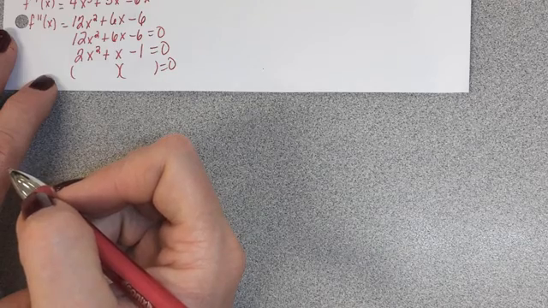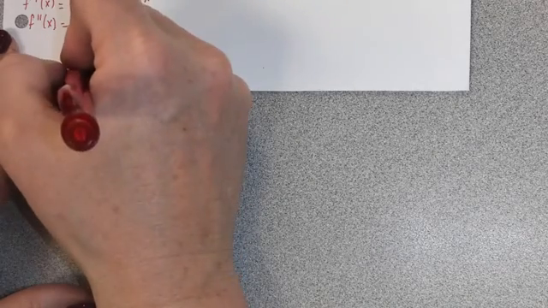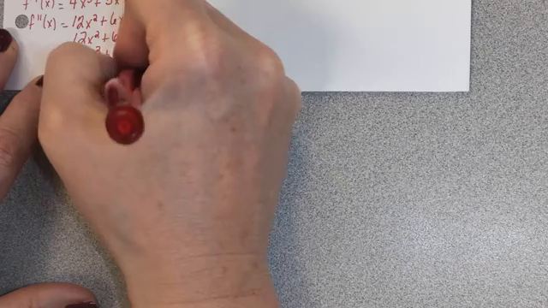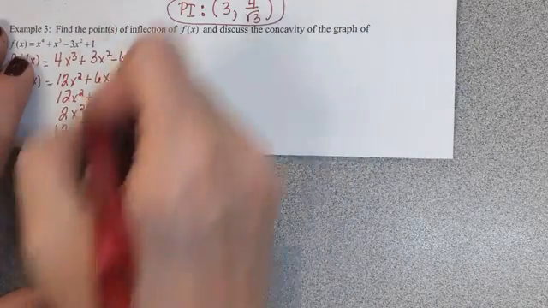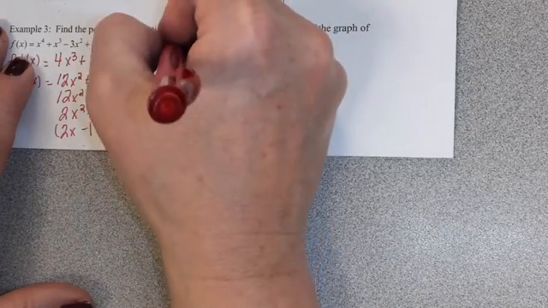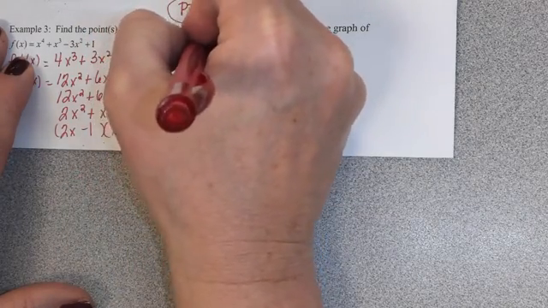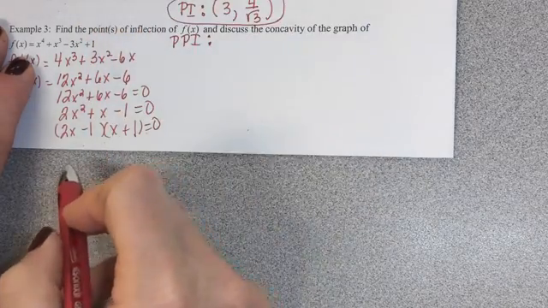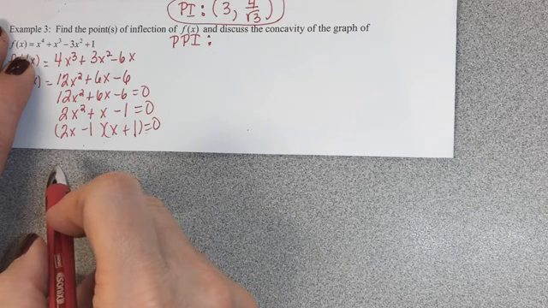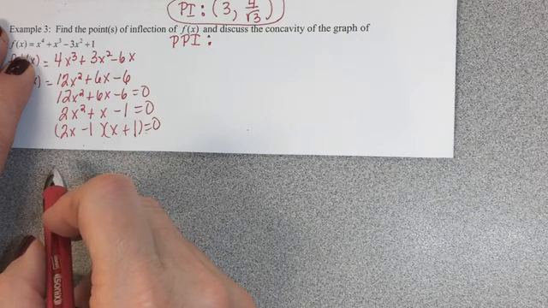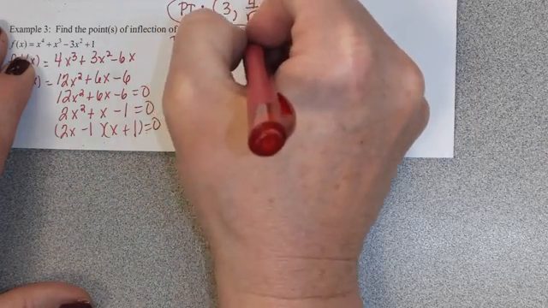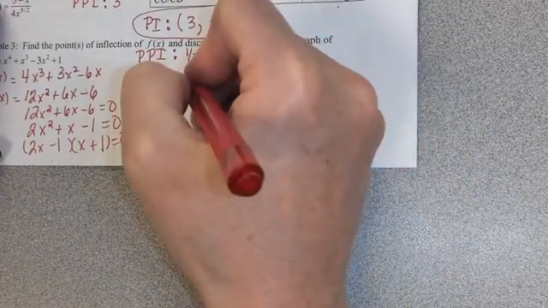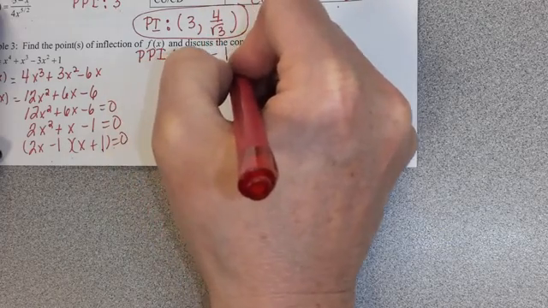Do you know how it factors? Jared? 2x minus 1 and x plus 1. Good. So there's our factoring. So whatever makes those equal 0, that's going to be the possible points of inflection. What are the possible points of inflection? All right, 1/2 and -1. So now we would have to do our concavity test.